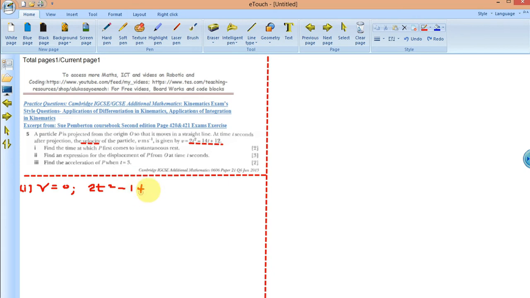So minus 14t plus 12. So you equate 2t squared minus 14t plus 12 equals 0. You can go ahead and factorize this, but I'm not going to waste much time. 2 is common here, so 2 is a factor. I'm going to reduce it first, then I'll go ahead and factorize. So when you divide through by 2, that will be t squared minus 7t plus 6 equals 0.